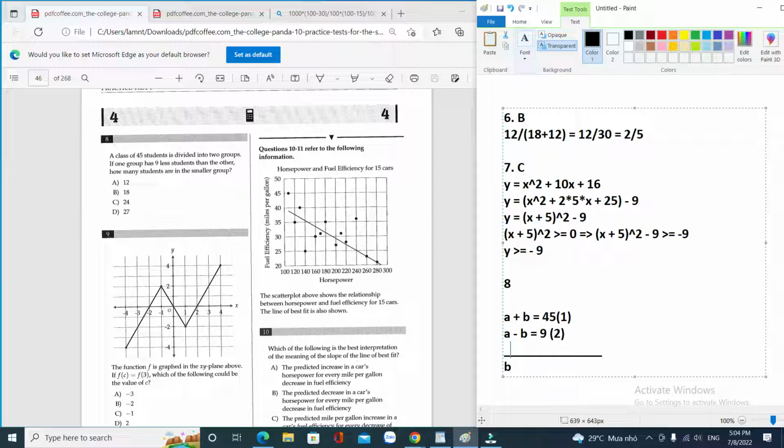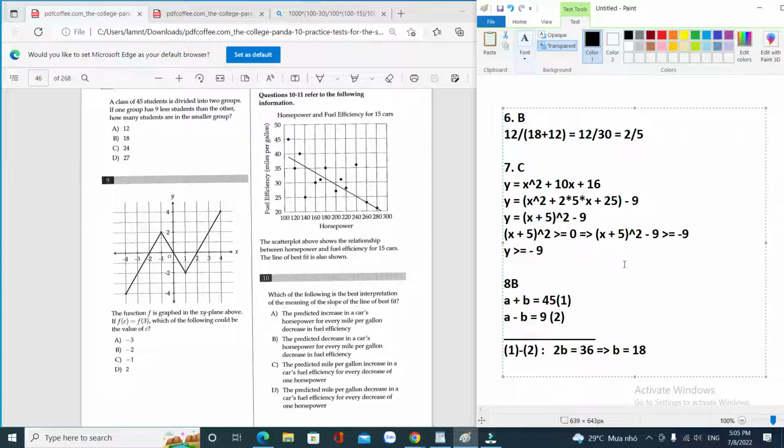So then we can get rid of A. So 1 minus 2 should be 2B, and that equals 36, which means that B is equal to 18. So the answer for number 8 is B. Alright, that's simple. Number 9.